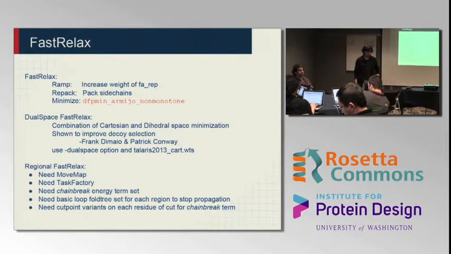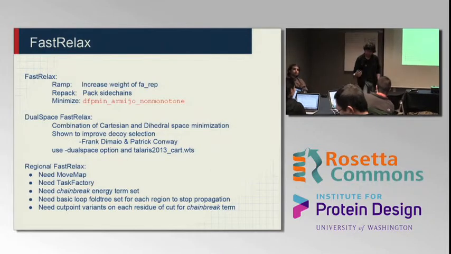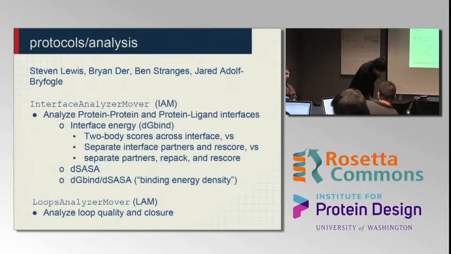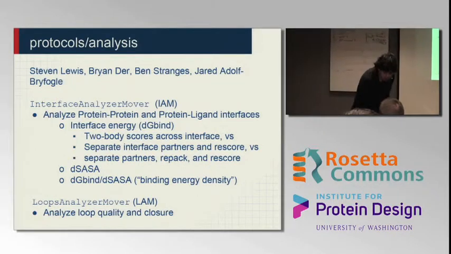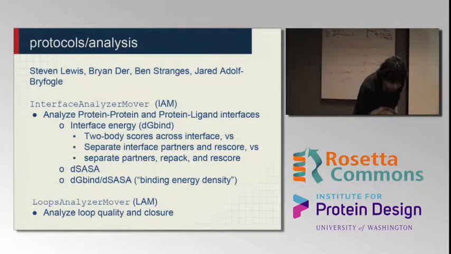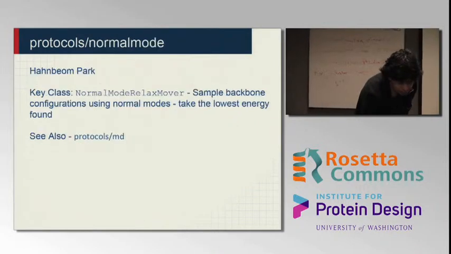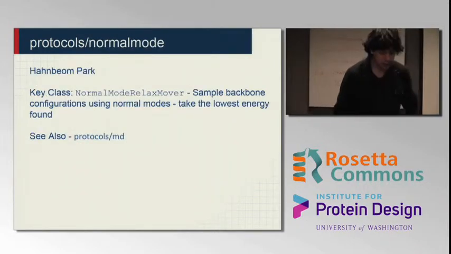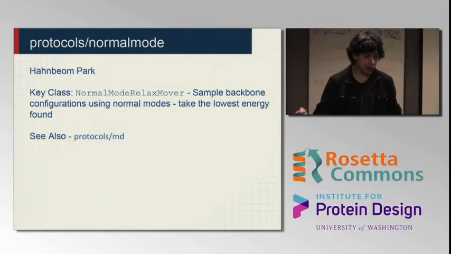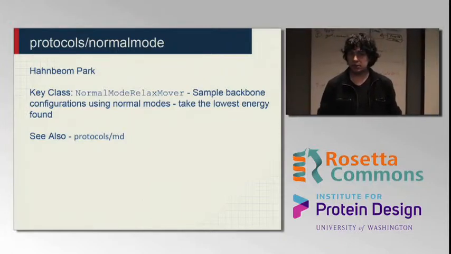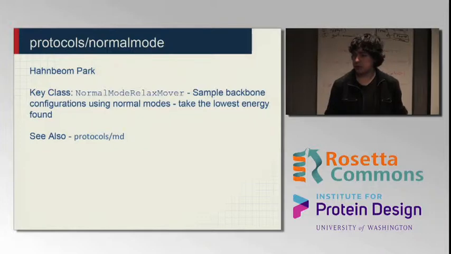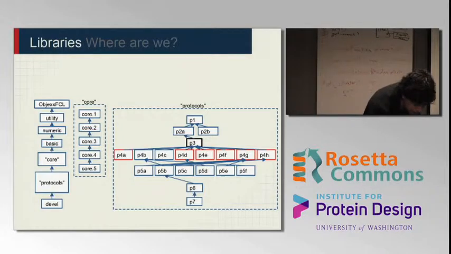There you go. You have FastRelax, and you have these things in protocol. You have also in protocol street. You have also these things for analysis. So I mean, you have also the normal mode relax mover, which Hambom implemented recently, which has been very, very useful to refine the structures of proteins, right?